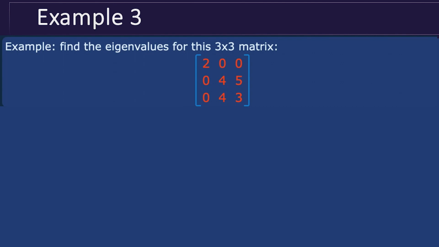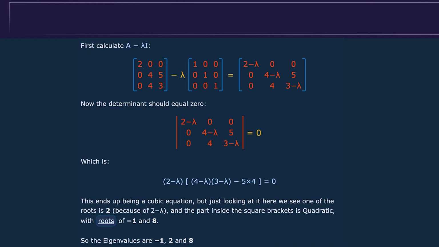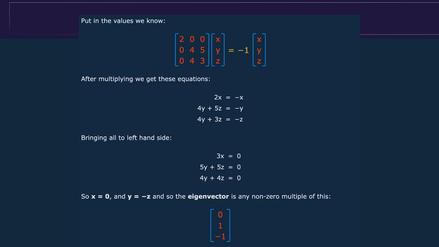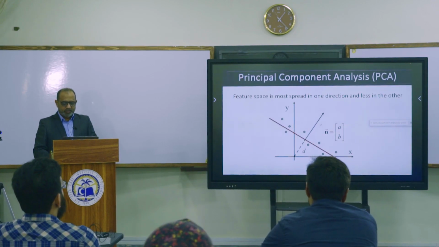And similarly, I have put another example for those of you who really, really want to solve. I'm not interested in solving, but it's a three-dimensional problem. Again, you have minus lambda, minus lambda, minus lambda, then you solve the determinant, and find out that there are going to be three eigenvalues and three eigenvectors. For every eigenvalue, there's an eigenvector. So solve for all the eigenvectors.